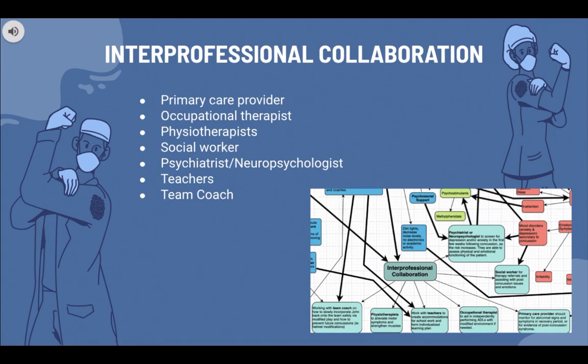The psychiatrist and neuropsychologist is to screen for depression and or anxiety in the first few weeks following concussion. As the risk increases, they are also able to assess physical and emotional functioning of the patient. There are the teachers to create accommodations for schoolwork and form individualized learning plans. And the team coach, who will work with him to slowly incorporate John back onto the team safely via modified play and how to prevent future concussions, such as helmet modifications.